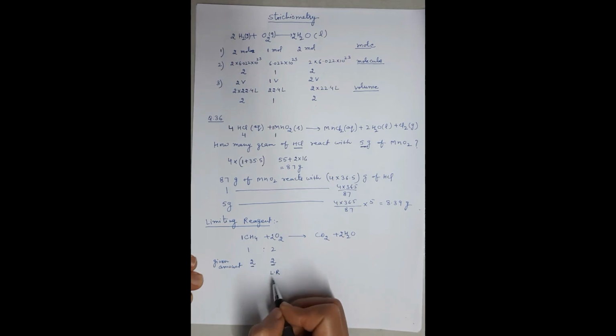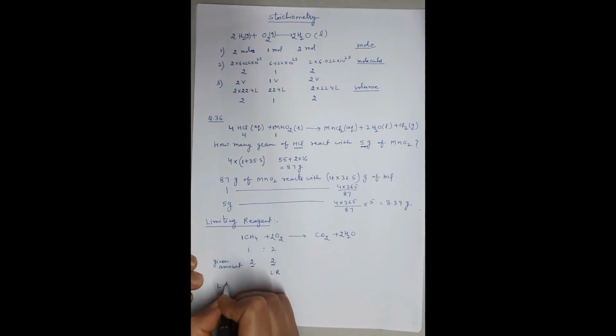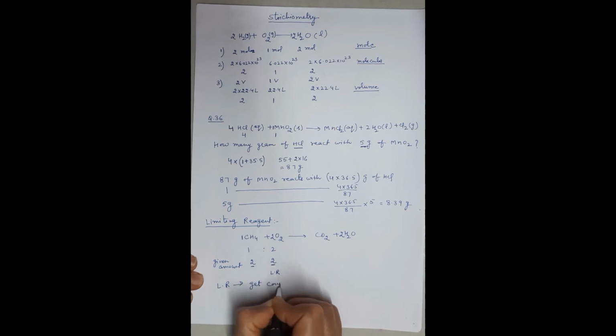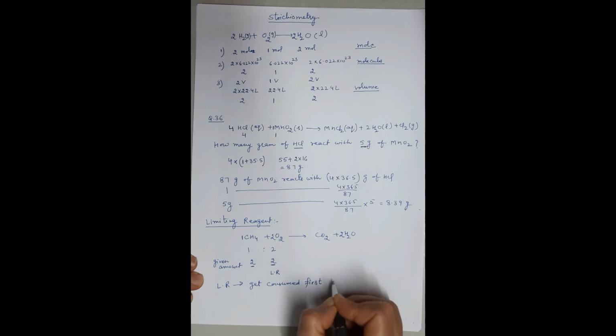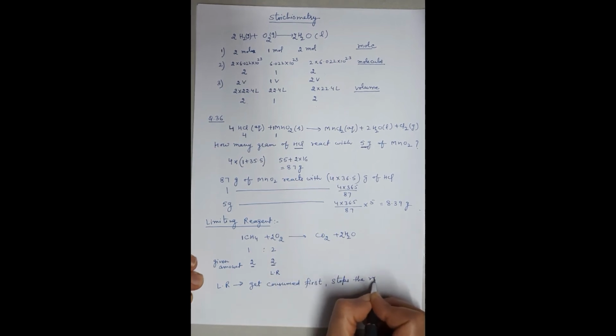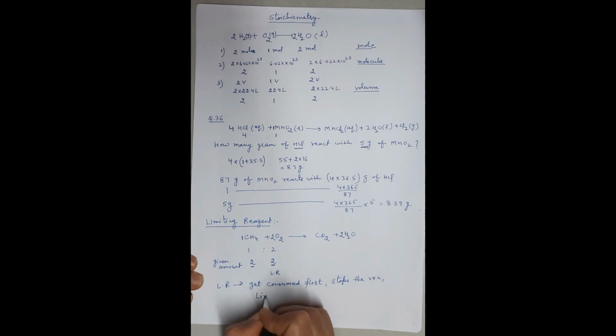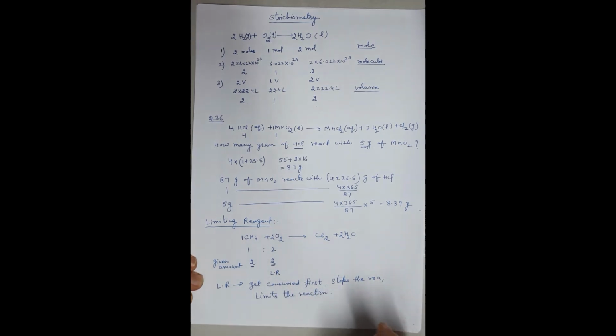So how will you define limiting reagent? Limiting reagent is the one which is consumed first, which stops the reaction or limits the reaction. I'll explain it with the help of an example. I'll take a numerical.